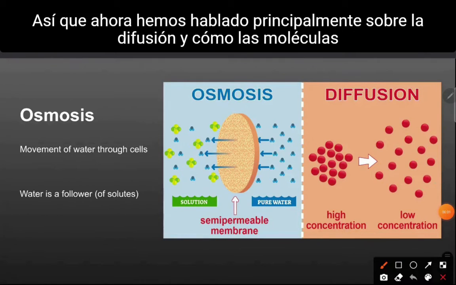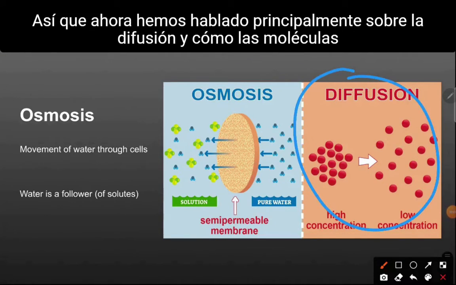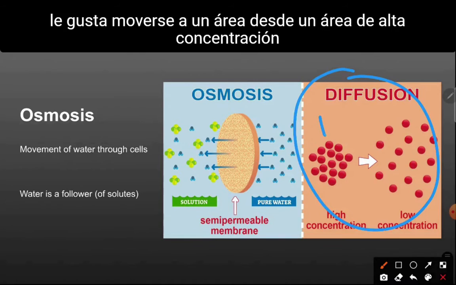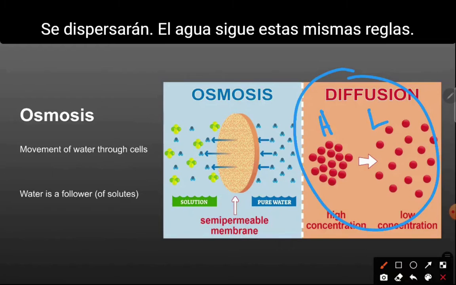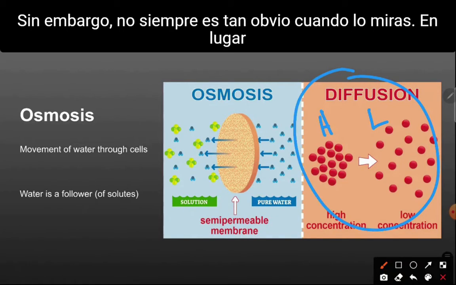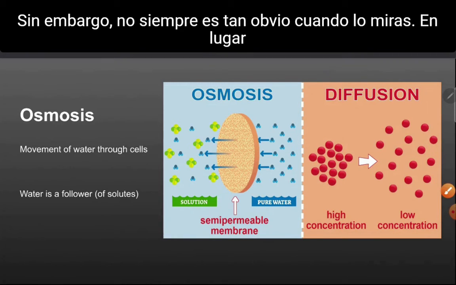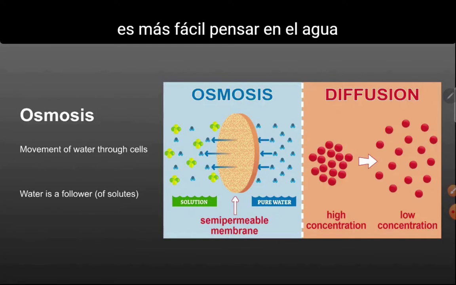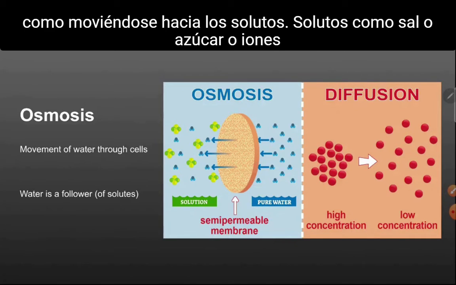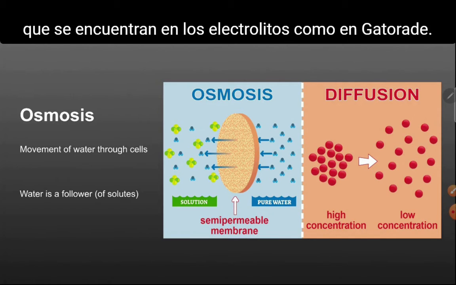So now we have talked mostly about diffusion and how molecules like to move from an area of high concentration to low. They will disperse. Water follows these same rules. However, it's not always so obvious when you look at it. Instead, it is easier to think of water as moving toward solutes. Solutes like salt or sugar, or ions found in electrolytes, like in Gatorade.